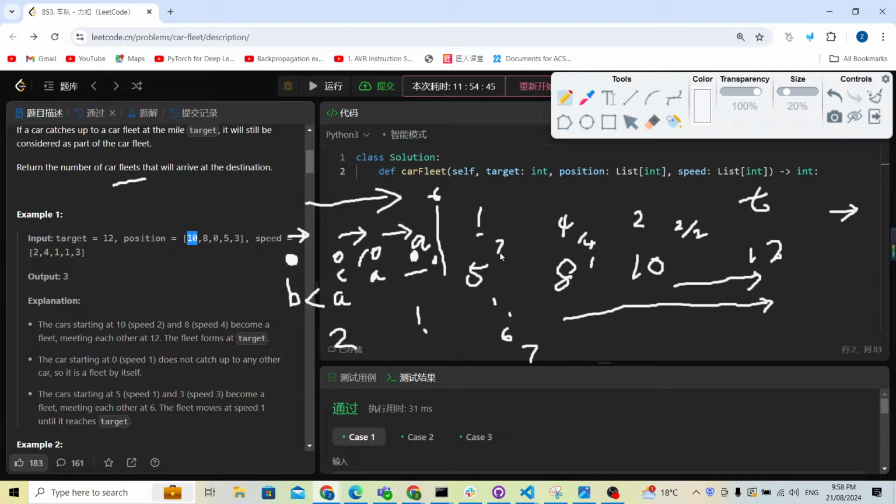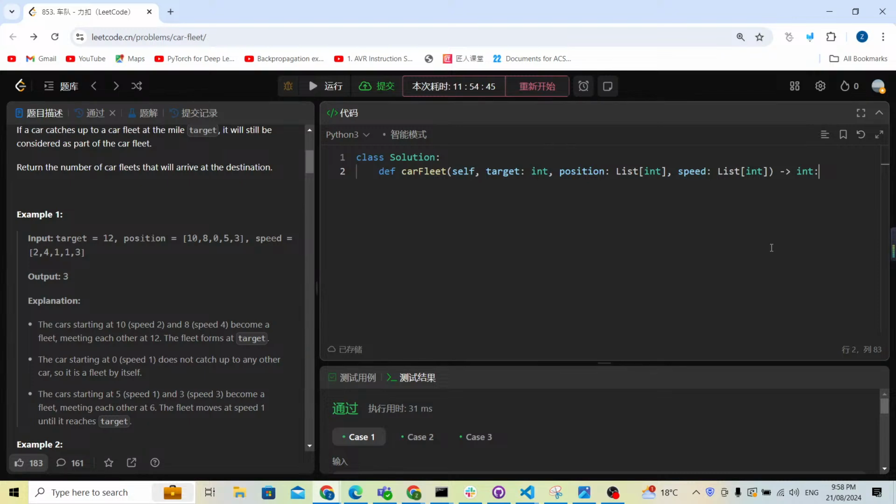It means after 7 seconds, I'm going to reach the target. This 7 is bigger than 1, so it means it's going to become 2 fleets. If this is not 7, maybe 0.5, now it's going to become 1 fleet, because it must be somewhere before 12 or equal to 12. They will become 1 fleet. Yeah, so this is the idea of how to solve the problem. Now let's use this idea to solve the problem.